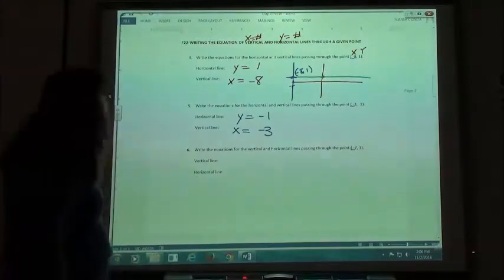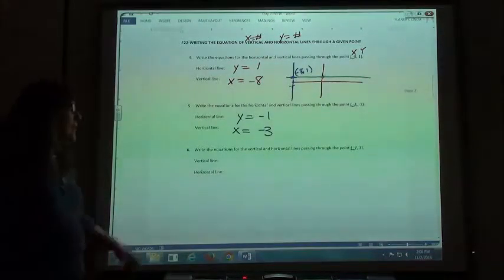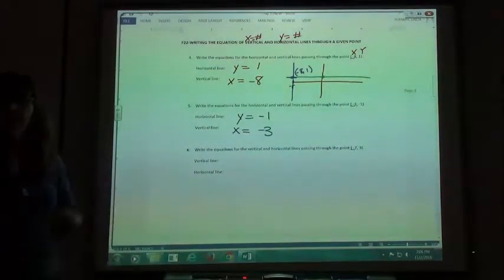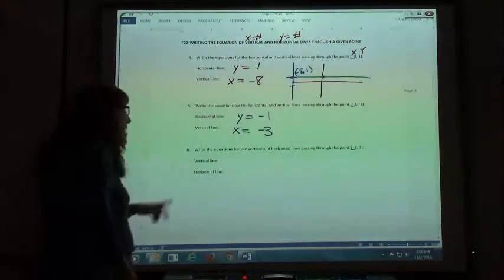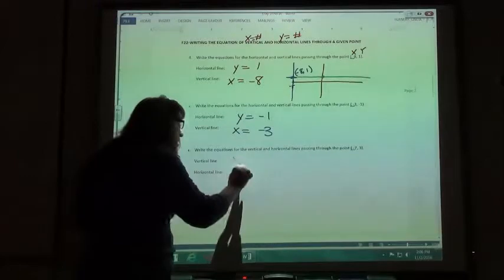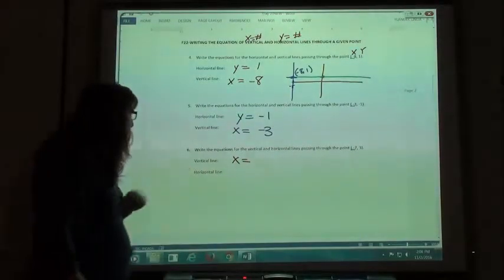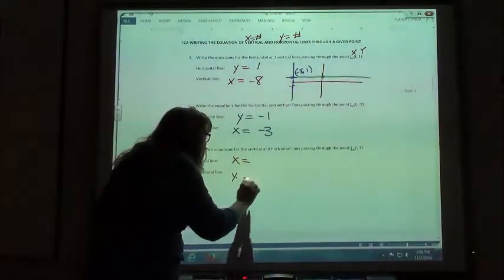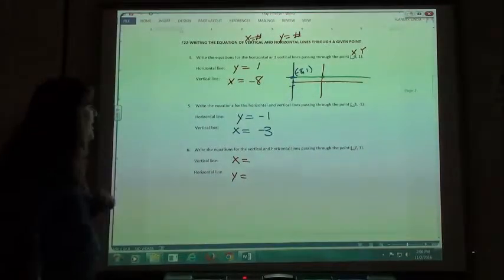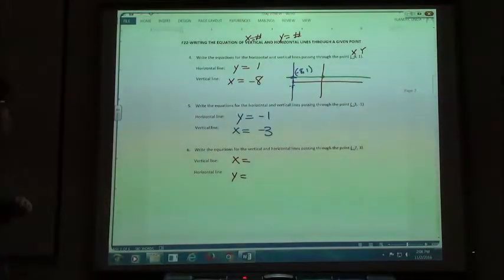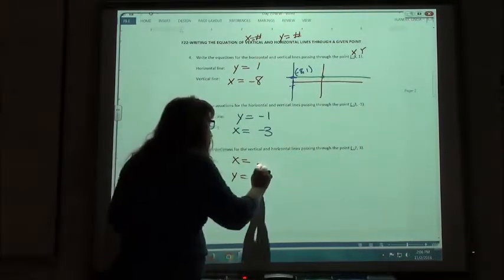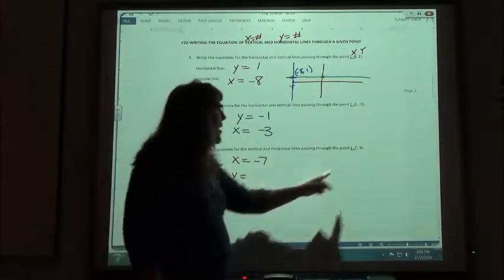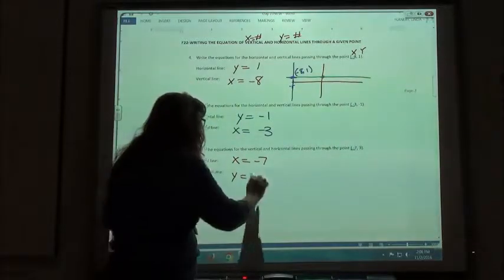So number 6, the same kind of thing. Notice this time they ask for the vertical line and then the horizontal line. They're checking to see if you're reading and paying attention. My vertical line always starts x equals. My horizontal line always starts y equals. So I want the equation of the vertical and horizontal lines that go through this point. So x is going to equal -7. My y is going to equal the 3.